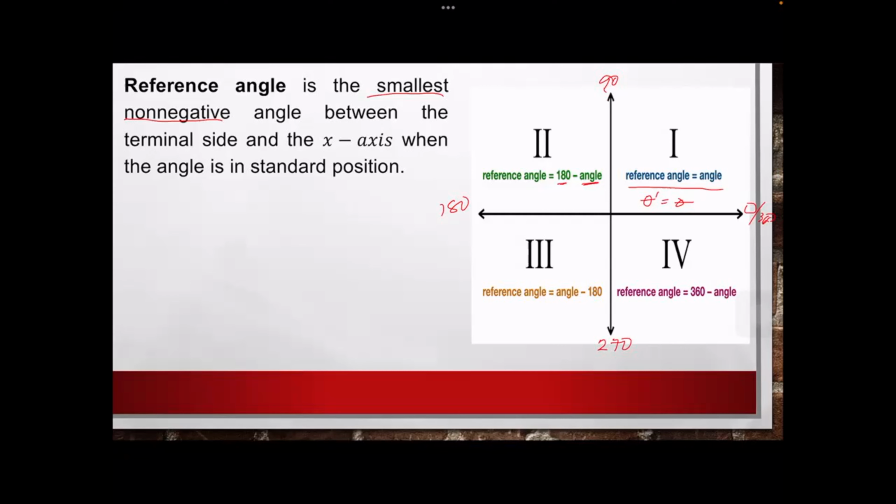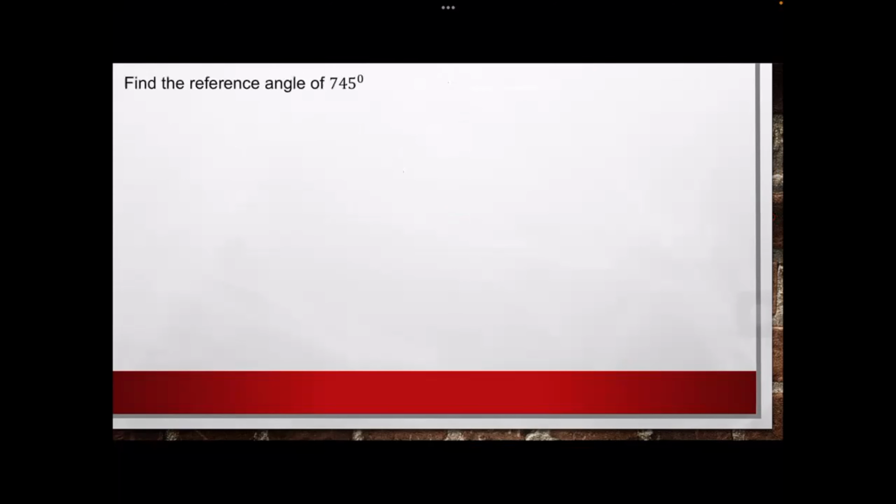That's the quadrant 4. Now, paano kung ang given natin ay wala doon sa range natin? So, doon natin i-apply ang ating coterminal para papasok siya doon sa ating range. Ang range lang natin, again, it's up to 360. Example, find the reference angle of 745. So, again, 745 is above sa range natin na 360. Now, dito natin gagamitin yung ating coterminal. Kailangan natin ipasok yung 745 doon sa ating quadrant.